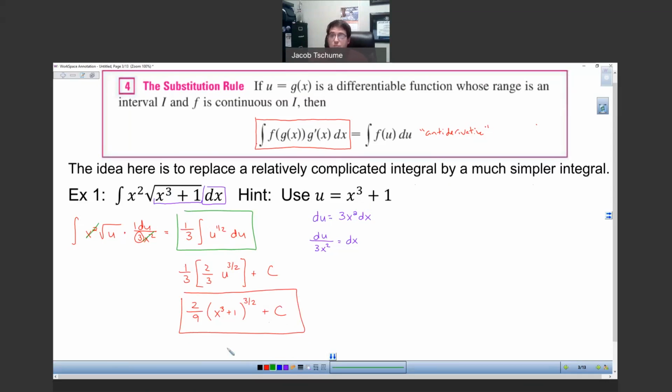And like I said, this rule is very, very popular. We will use it pretty much the entire semester throughout different concepts. So make sure we get this under control as we learn it.